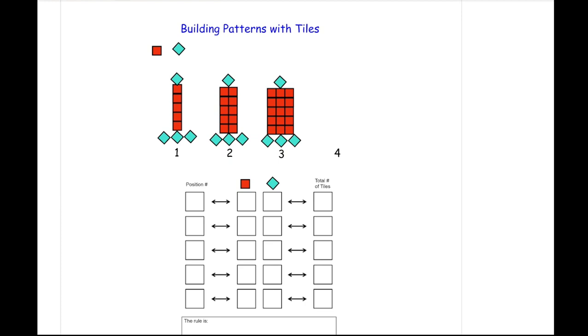Let's look at a couple of examples just with the tiles, again, to help us visualize some of our patterning here. So position number 1, 2, and 3. We'll put 4 down to predict. So let's look at our pattern. How many red squares or tiles do we have? Well, if we count them up, we have 5. How many teal squares? We have 4.